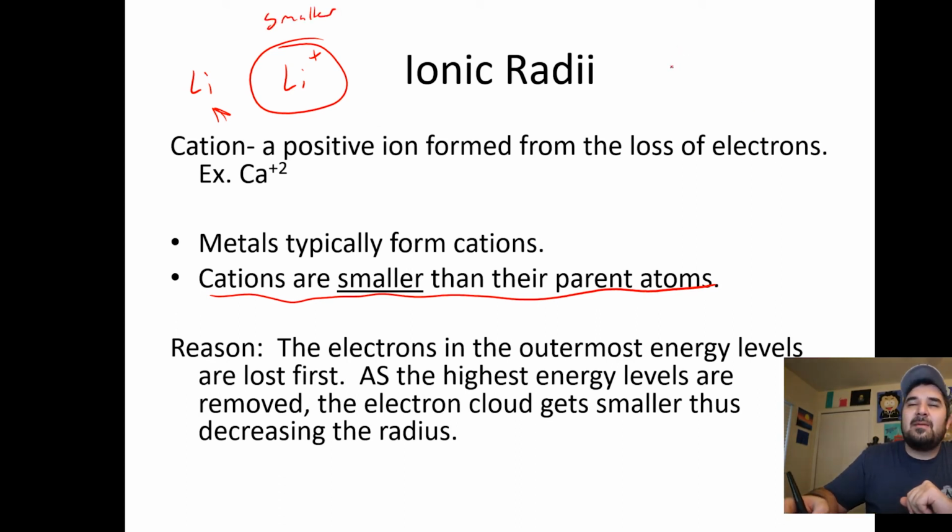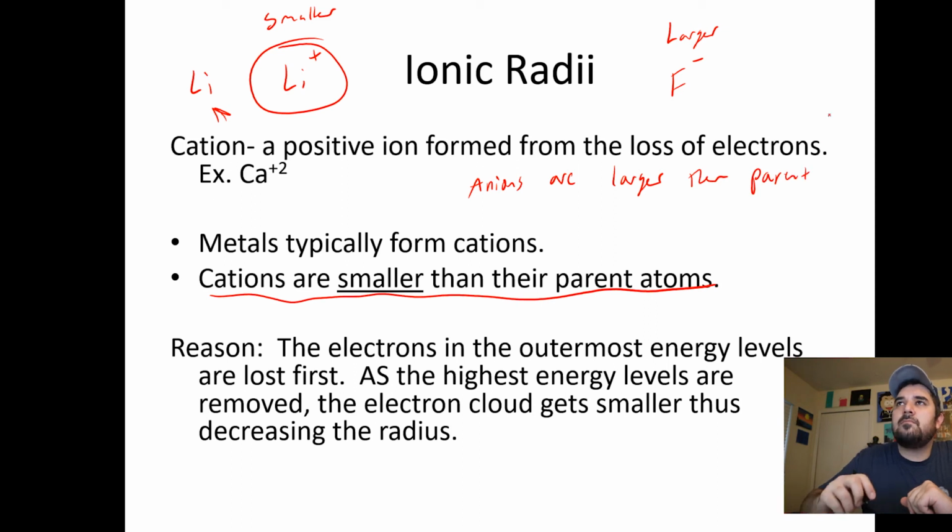And then if we were talking about anions, so let's do fluorine. So fluorine, when it gains an electron, it actually becomes larger. So cations are smaller than their parent atoms. Anions are larger than their parent atoms. So that's basically all you need to know about these.